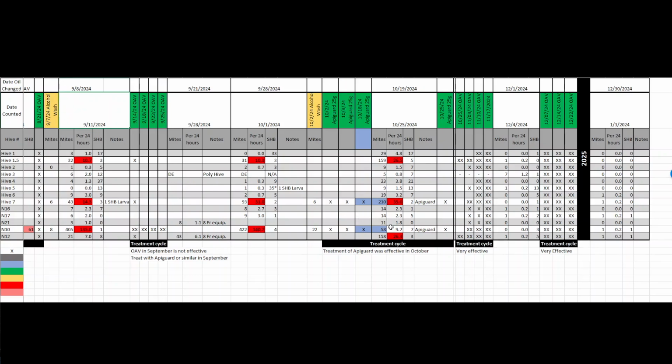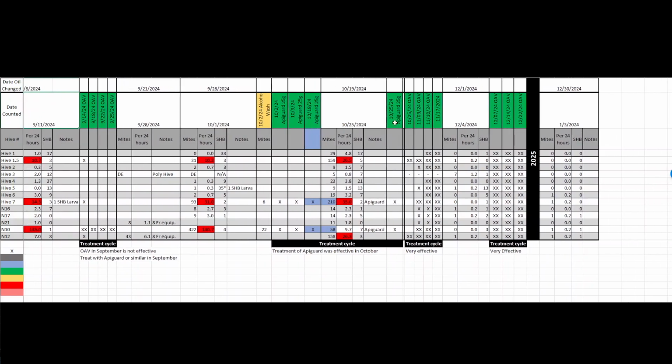And then 140 went down to 9.7, which is, to me, showing that's very effective. And then this one was 26.3. The last time we saw that, it was 9.6 or 6.1, and it hadn't been treated in between there. So that one jumped up in October. And this one actually is sitting next to one of the hives that was being treated with Apigard. So this could have been some drift that happened right here.